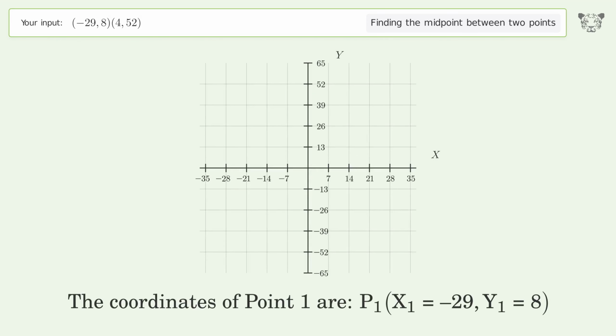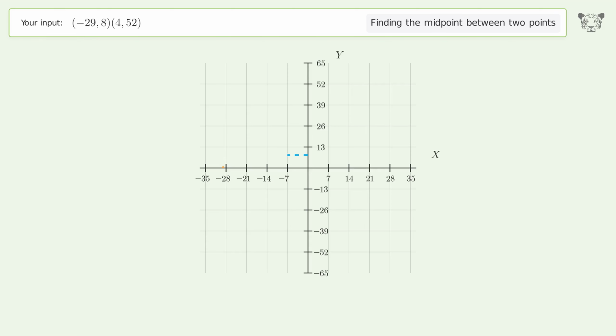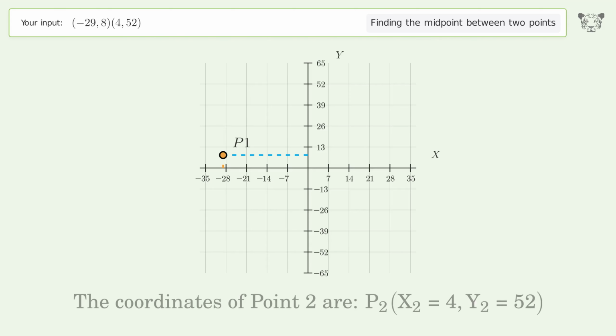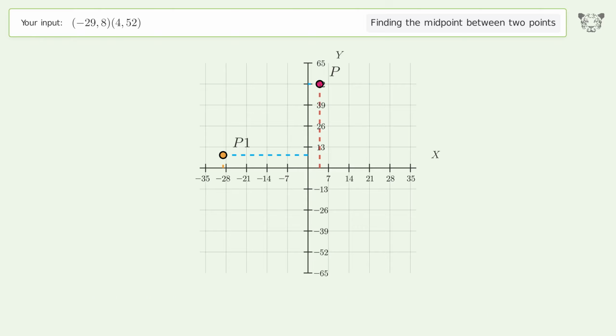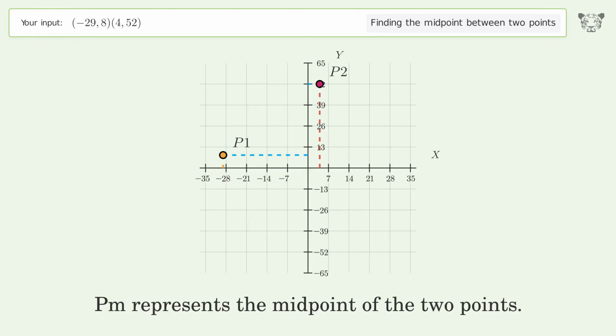The coordinates of point 1 are, x1 equals negative 29, y1 equals 8. The coordinates of point 2 are, x2 equals 4, y2 equals 52. PM represents the midpoint of the 2 points.